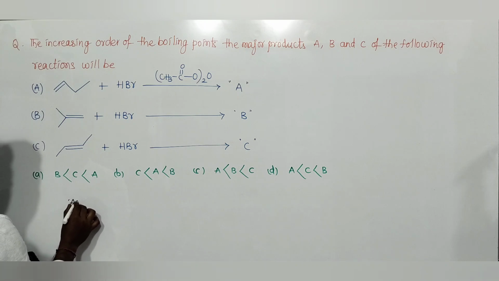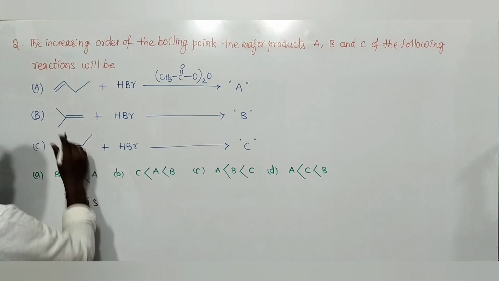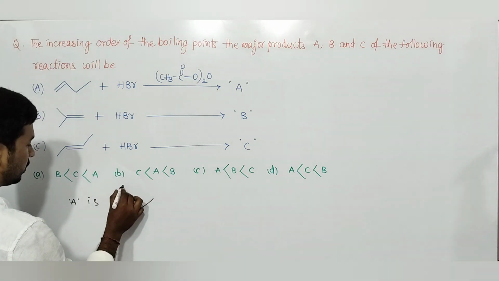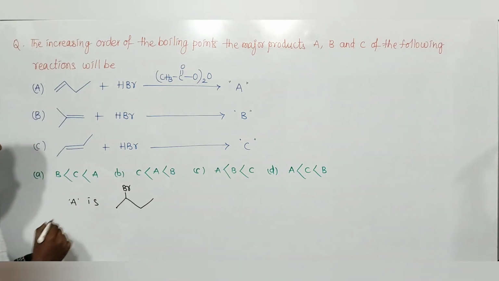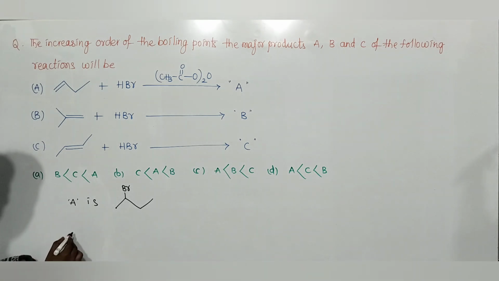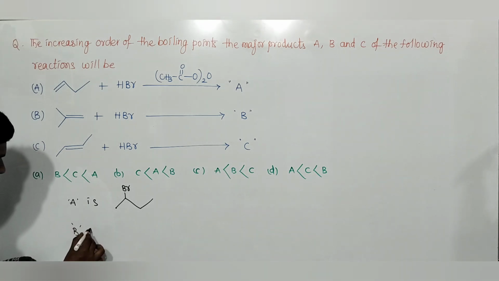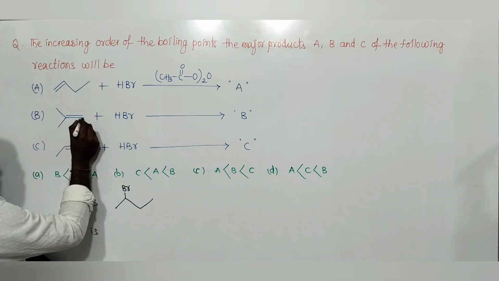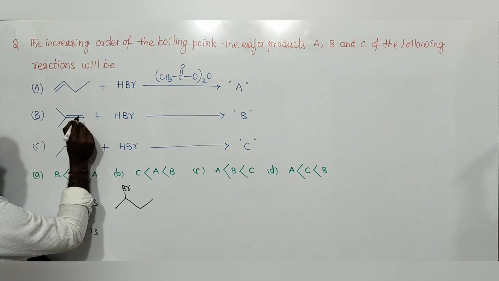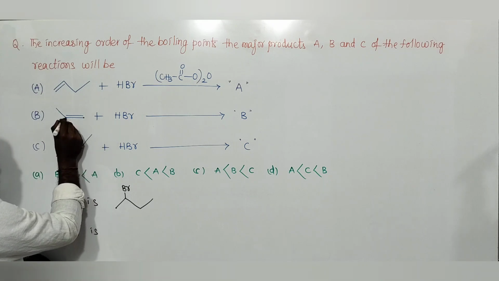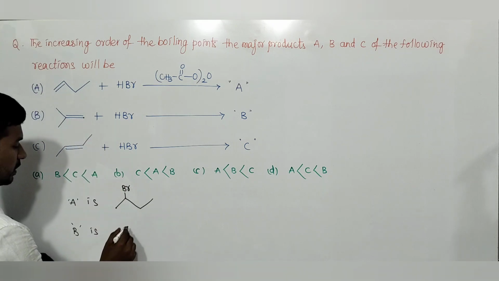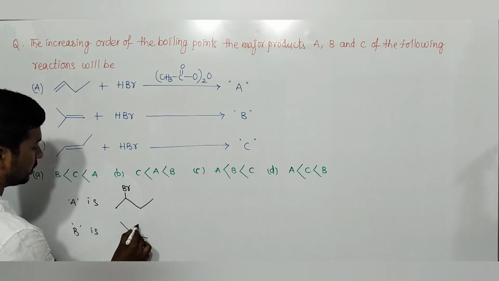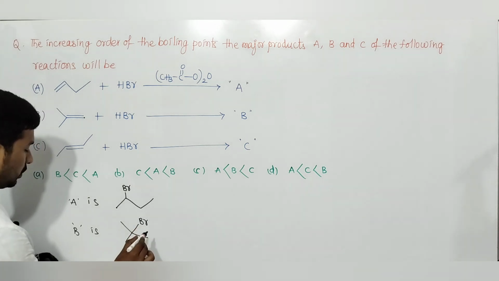So what is A? A is hydrogen added here means bromine added here. Bromine will add here. Hydrogen added here. Okay, no need to write hydrogen. Next, B. What is B? Here hydrogen is added to this carbon because that contains 2 hydrogens, this carbon containing no hydrogen. So definitely here what we get? Here hydrogen is added, here bromine. Next, C.